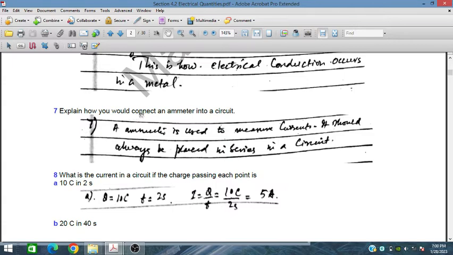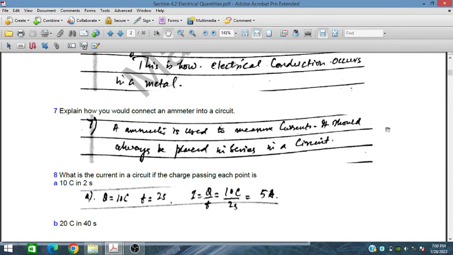Explain how you would connect an ammeter into a circuit. An ammeter is used to measure current. It should always be placed in series in a circuit. So ammeters are always connected in series. This is very important. And voltmeters are always connected in parallel.